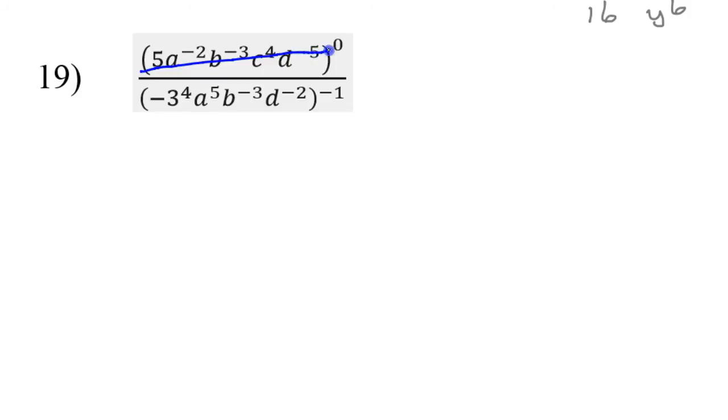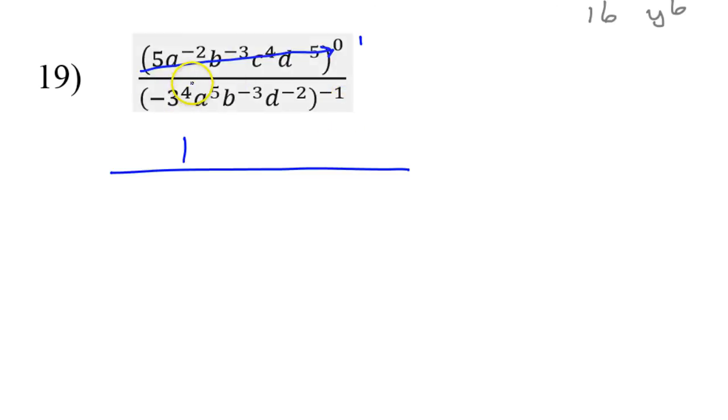So anything to the 0 power is 1. So this problem looks really ugly, but it's really not that bad, because this entire numerator is just 1. So that gives me 1 over whatever else I got.